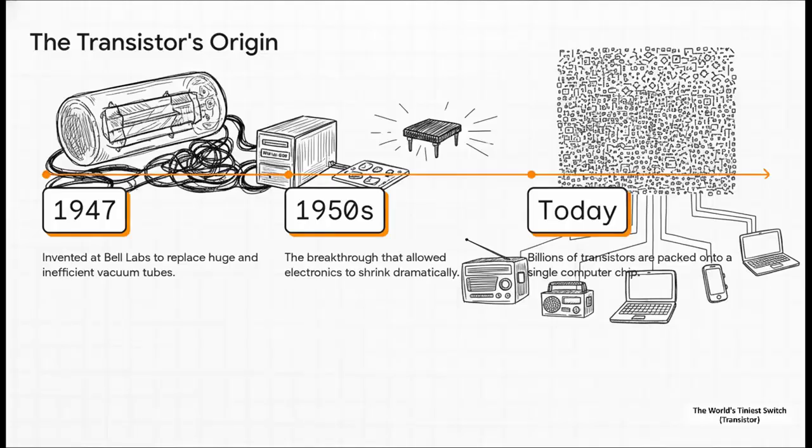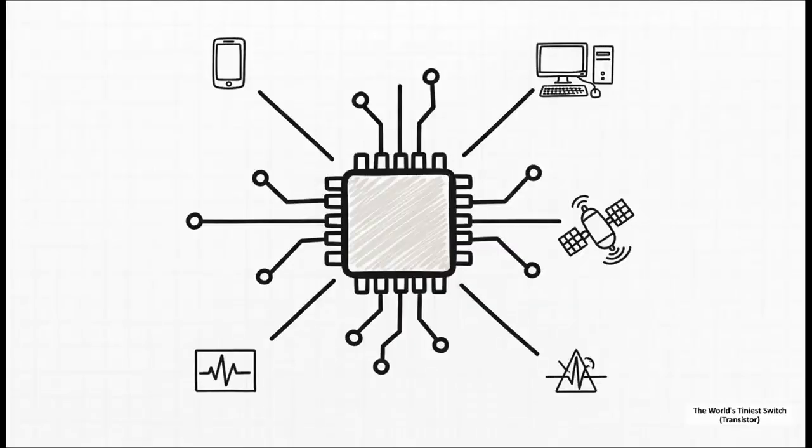This was the breakthrough that let electronics shrink from the size of a room down to a tiny chip where we can now pack billions of them. And the result of that incredible shrinking act is, well, the world all around us. Our computers, our phones, modern medicine, space exploration. Pretty much every single piece of advanced technology you can think of is only possible because we figured out how to make billions of these perfect microscopic switches and get them to work together.